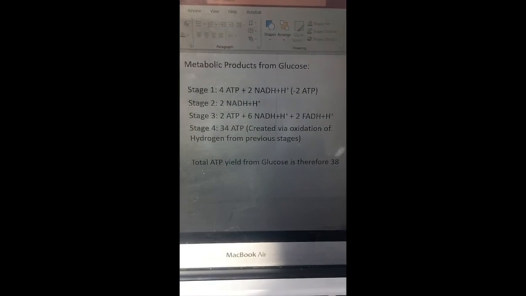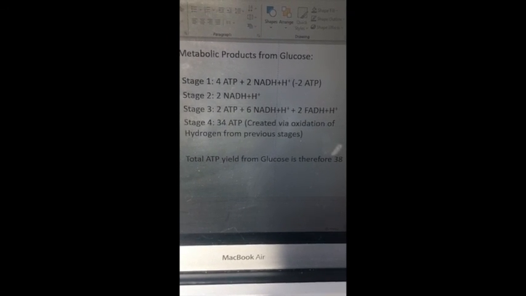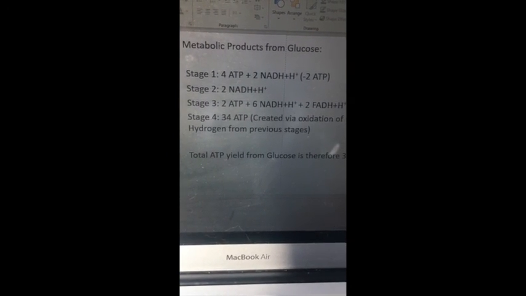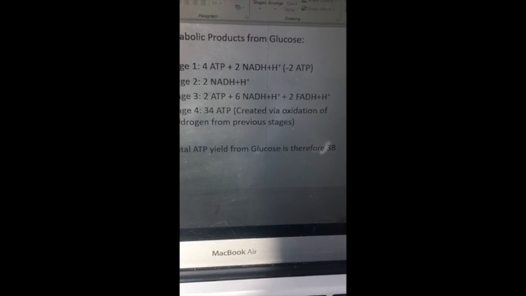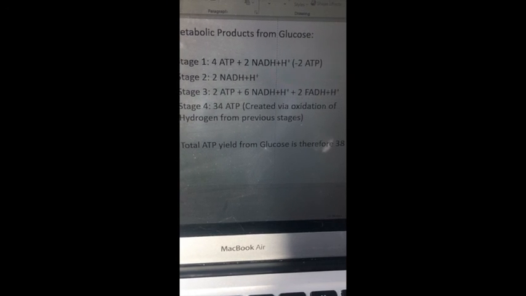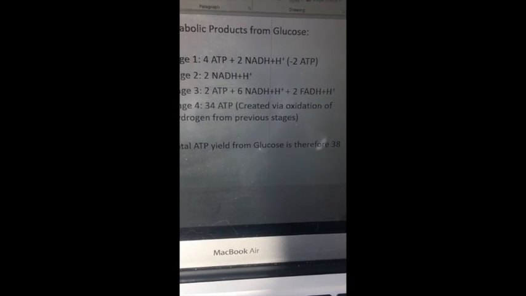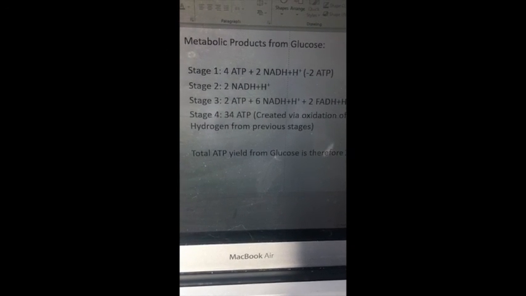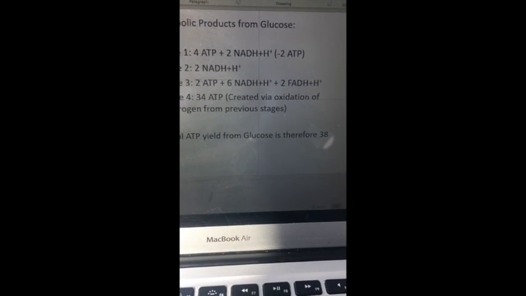To kind of summarize the whole process then, if we're starting with glucose, the glycolysis creates 2 ATPs and gives us 2 NADH plus H. Link reaction gives us another 2 NADH plus H. Krebs cycle gives us 2 ATPs, 6 NADH plus H, 2 FADH plus H. And then at stage 4, because all of those NADs pass their hydrogens down to make 3 ATPs each, and the FADs pass their hydrogens down to make 2 more ATPs each, we get a total of 34 ATP created at electron transport chains, giving us a total of 38 ATPs created from one single molecule of glucose.